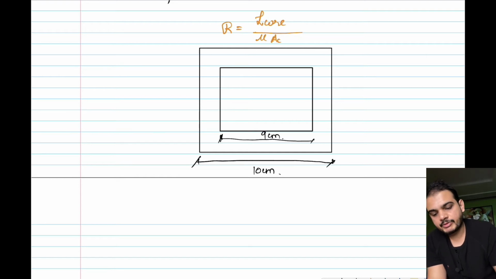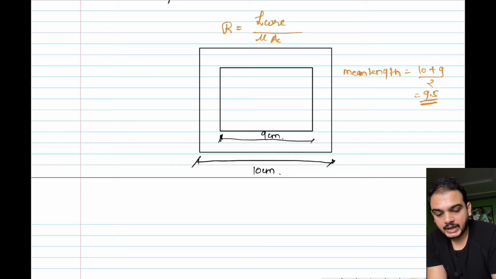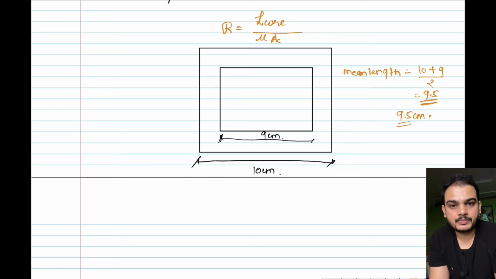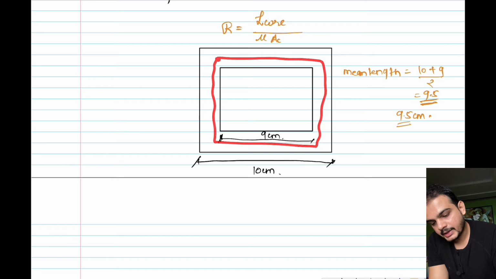Mean length means it will be the average of 10 centimeter and 9 centimeter. It's a mean length. Mean length is equal to 10 plus 9 divided by 2, which is equal to 9.5. So the mean length is 9.5 centimeter, but we want a total length of this core material, of this rectangular core. So for this we will find what?